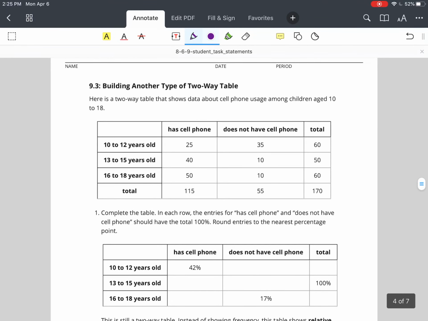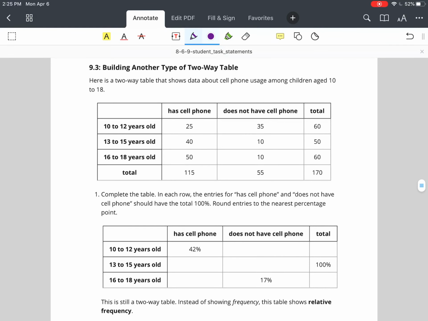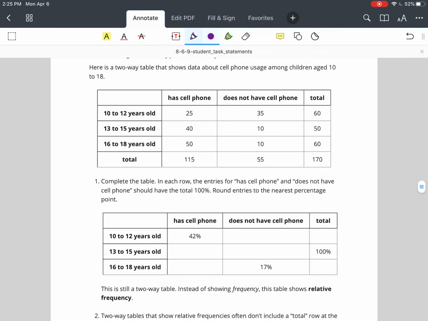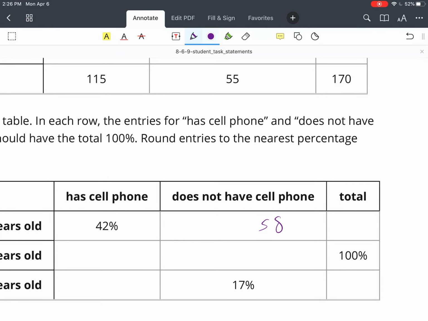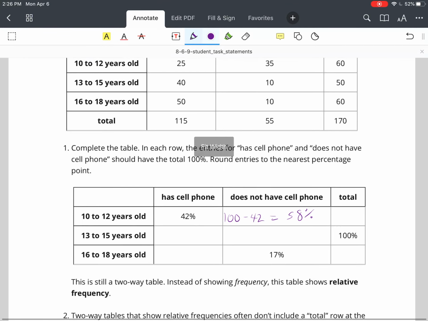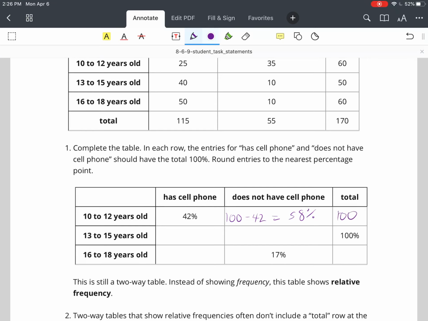So, building another type of two-way table. Here's a two-way table that shows data about cell phone usage among children aged 10 to 18. Complete the table in each row. The entries for has cell phone and does not have cell phone should total 100%. Round to the nearest percentage. If 42% of 10 to 12-year-olds have a cell phone, how many do not? If you said 58%, you're correct, because 100 minus 42 is equal to 58, and if you add 42 and 58, that's 100.